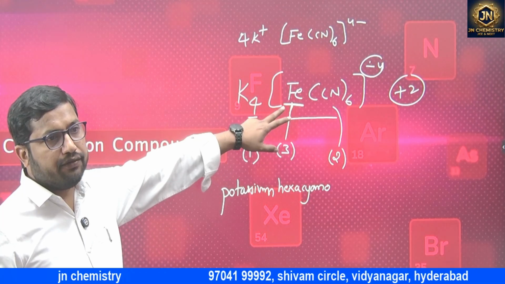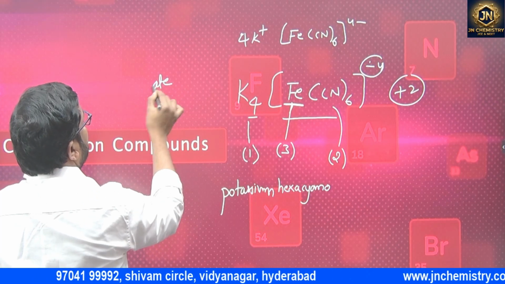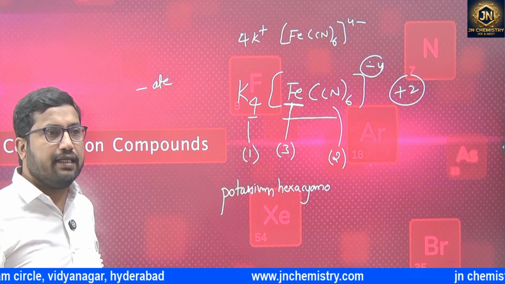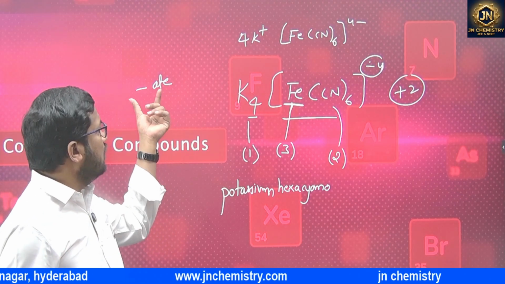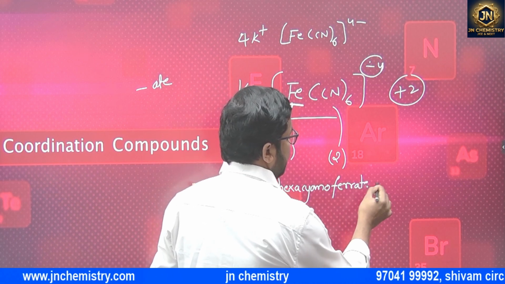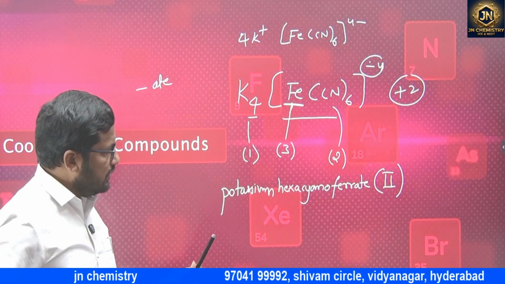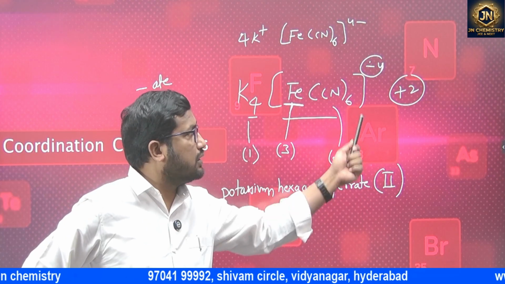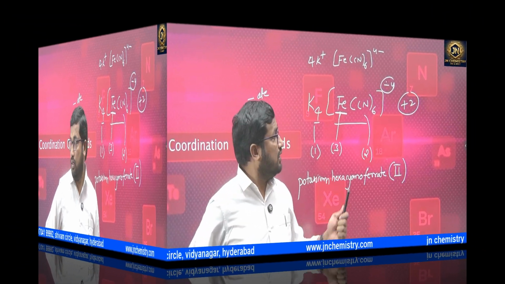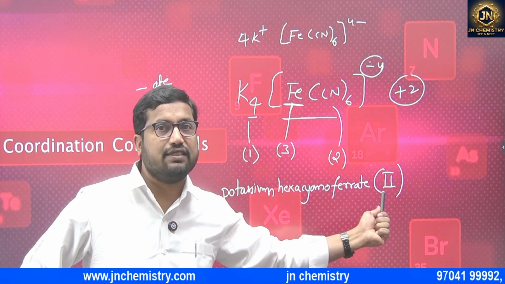If it is an anion, we have to use the suffix -ate for the metal name: ferrate, cuprate, manganate, stannate, titanate, chromate, whatever it is. So here it is ferrate. The last part is in Roman numerals: whatever oxidation state we find, we write it in Roman numerals, like III, IV, V. If we know the ligand, we can find the oxidation state, and once we know that, we can write the IUPAC name.